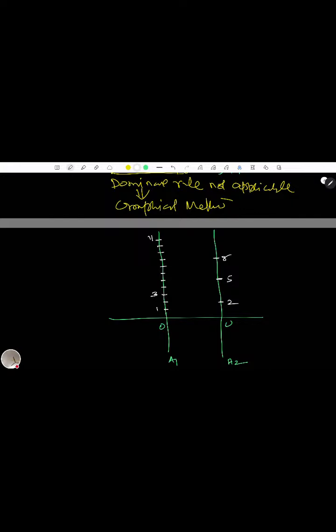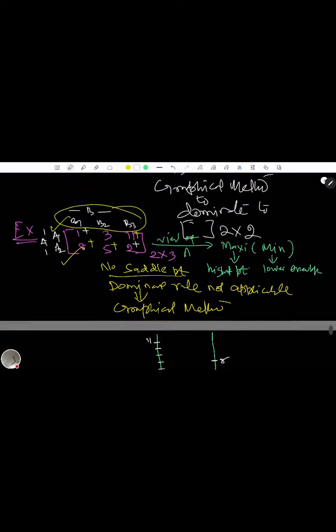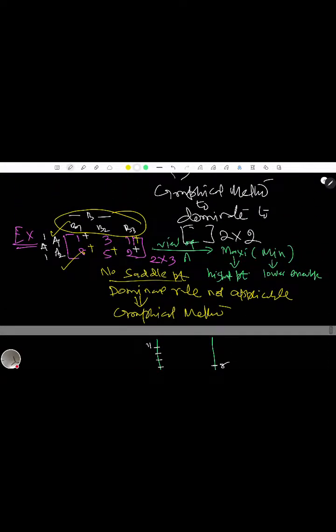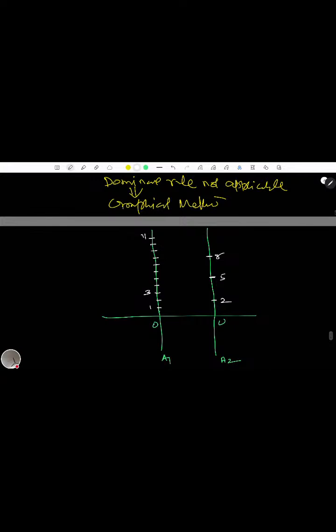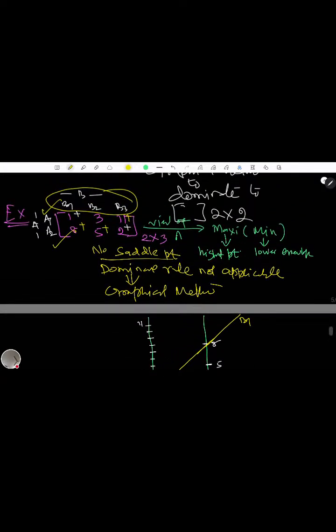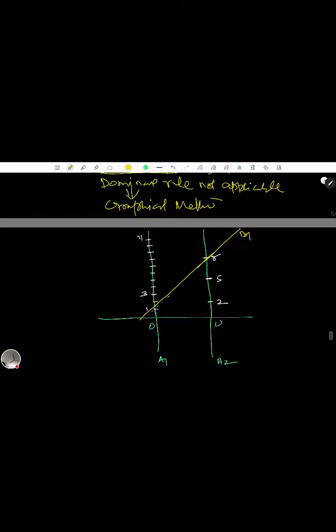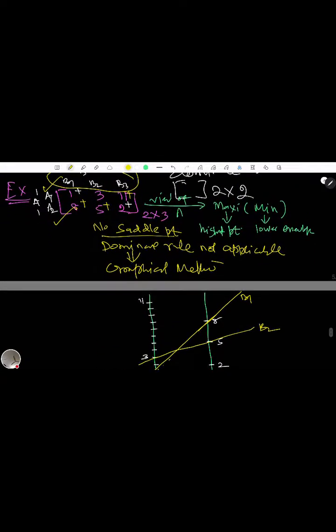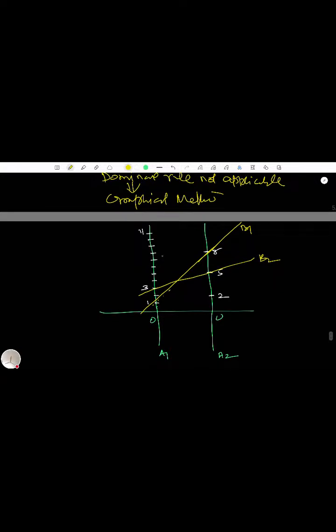Now we join. B1 is 1 and 8, so we join 1 with 8. Next, my B2 will be 3 and 5, so 3 and 5 are joined. It is my B2. Then we join 11 and 2. It is my B3.